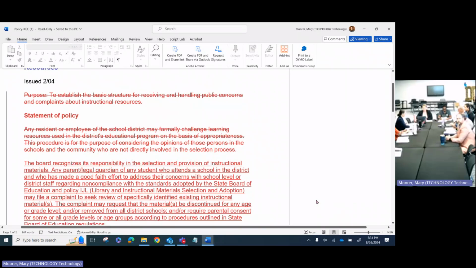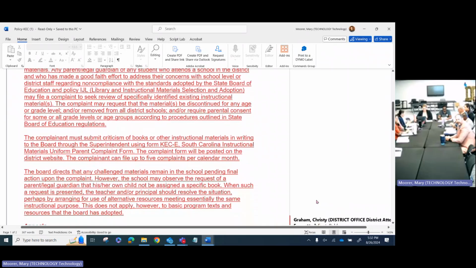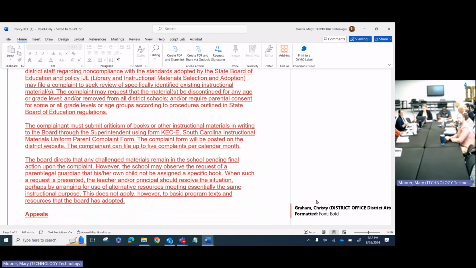third paragraph after statement of policy, where it says that the complainant must submit criticism to the superintendent, which would be introduced from the superintendent to the board, through policy for KECE, which is the one that we're going to look at. But it says that the complaint form will be posted on the district website. I think this is intended to mean the blank complaint form, but we wanted to make that clear. And so it's just a recommendation to say that the blank complaint form will be there. And this is Mr. Farnsworth, where the next one says up to 5 complaints per calendar month, but I do think that was not included.